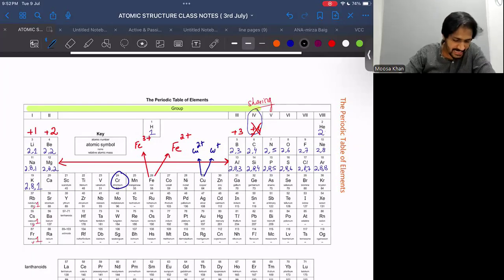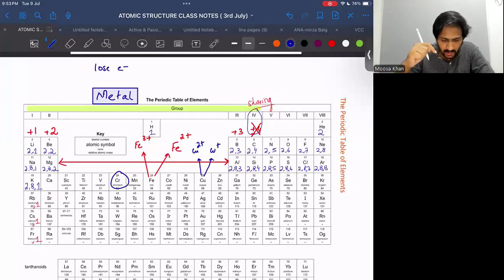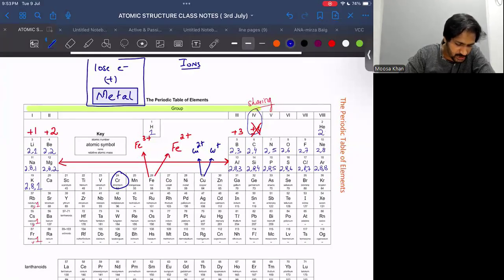Okay, all these elements from group 1 till group 3 are generally known as metals, and all atoms of all these elements, in order to achieve stability, they always lose electrons, and whenever an atom loses or gains an electron, they form an ion. We have two types of ions. Whenever an atom loses an electron, they get a positive charge, and positively charged ions are given a special name, which is known as cation ions.